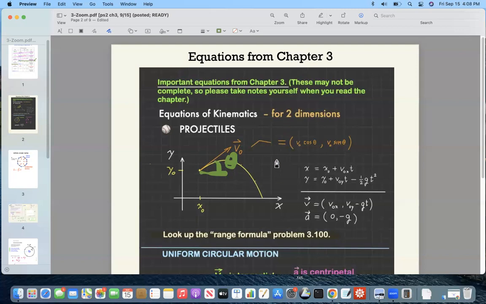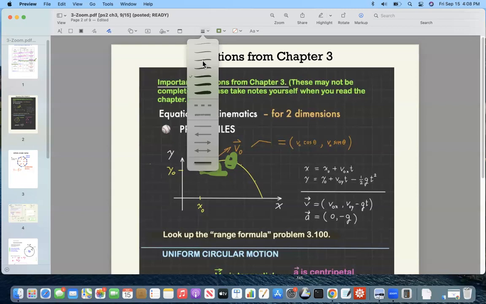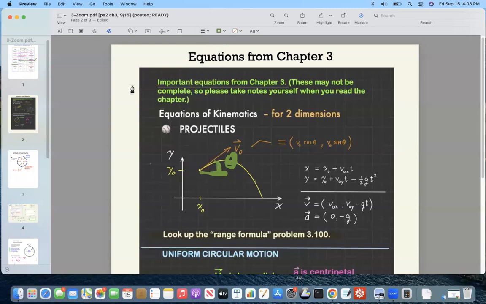So these are the main equations that you need for a problem with a projectile. Now again, these may not be complete. So when you read chapter 3, make sure you take your own notes so that you end up with a complete set of equations.